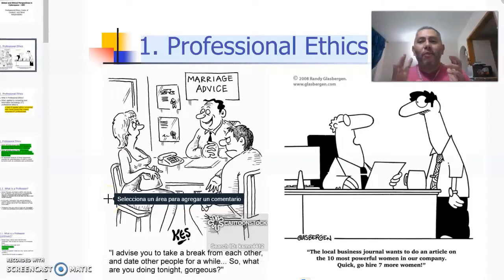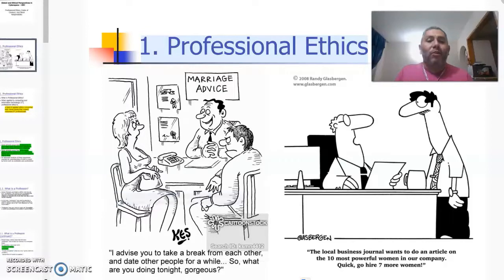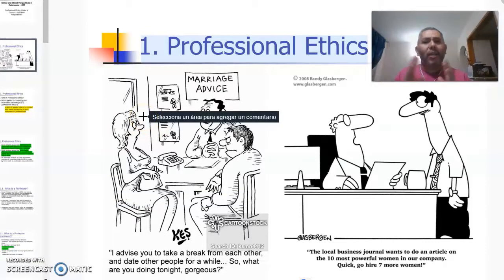Okay. So evidently, if you analyze that situation, you might wonder: Is this marriage advisor being ethical? Is he behaving appropriately? Well, the cartoon is making fun of this situation, but it's a good example of professional ethics.